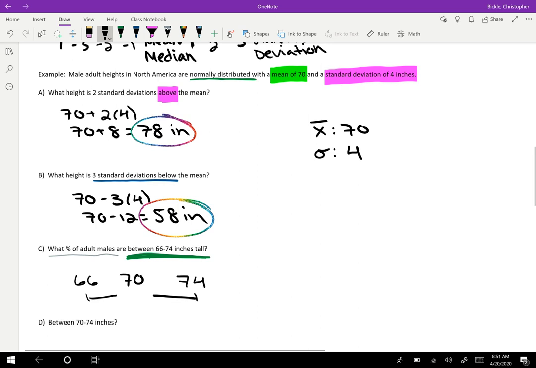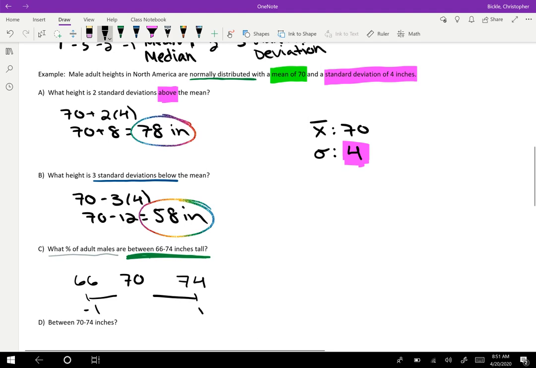Now, they told us here that my standard deviation was 4. So sigma was 4. So let's figure out how many standard deviations above and below we are. Well, 70 minus 4 is 66. So that's going to be 1 standard deviation away. 70 to 74 is 4 as well. So that's 1.